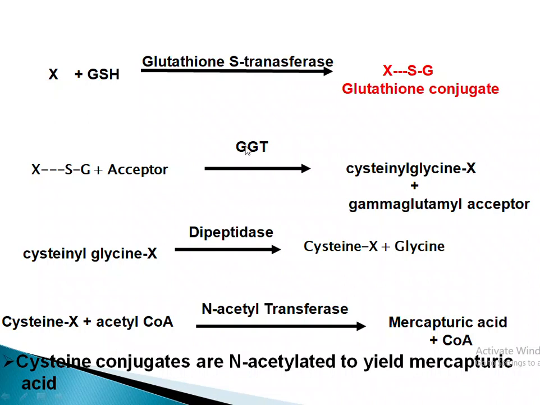Glutathione conjugate once formed is now the substrate for two other enzymes, that is gamma glutamyl transferase and dipeptidase. Gamma glutamyl transferase catalyzes the transfer of gamma glutamyl group from the glutathione conjugate to an acceptor molecule, resulting in the formation of cysteinyl glycine X. This is then acted upon by dipeptidase, resulting in the formation of cysteine conjugate. Cysteine conjugate is then acetylated by acetyl coenzyme A in the presence of N-acetyl transferase, which results in the formation of mercapturic acid, which is easily excreted from the body.